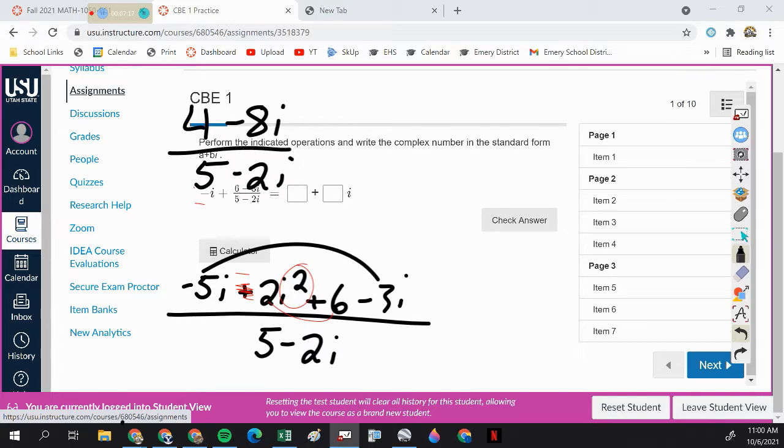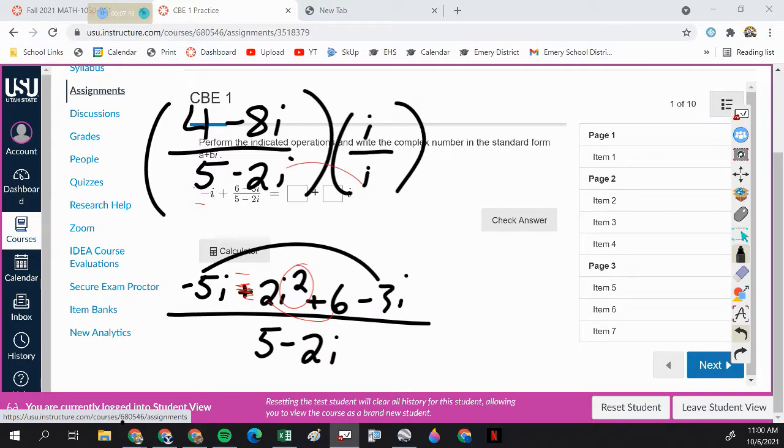So how do we get rid of an i in a denominator? Well, I can multiply the top and the bottom by any number I want, as long as it's the same number. So I could multiply it by 6 over 6, because 6 over 6 is just 1, and multiplying by 1 does not change anything. But that's not going to get rid of any i's. So what if I multiplied by i?